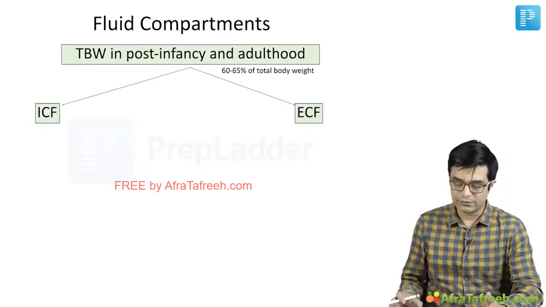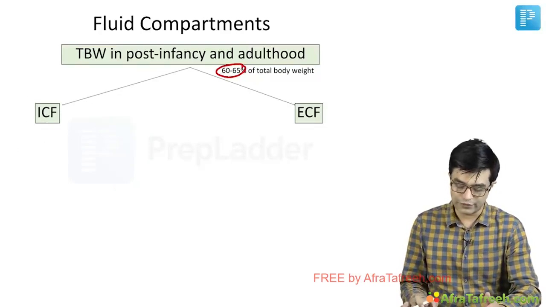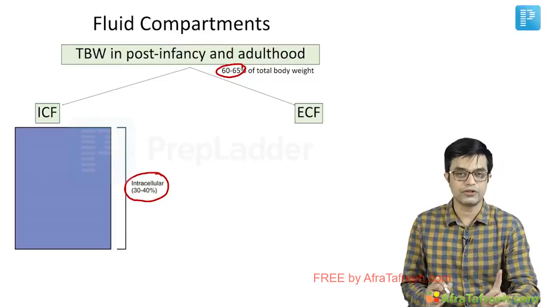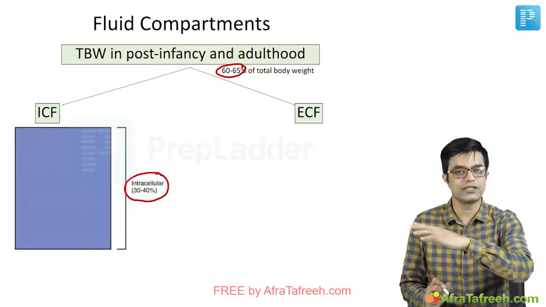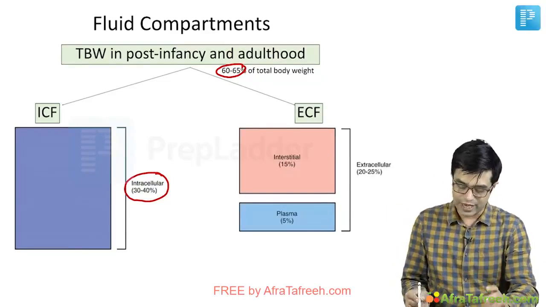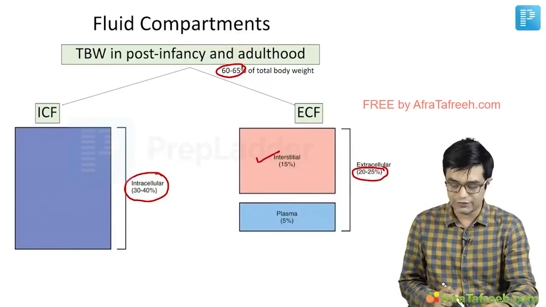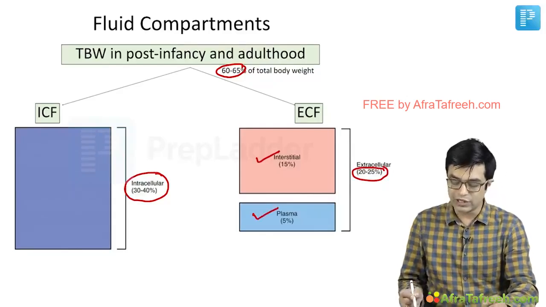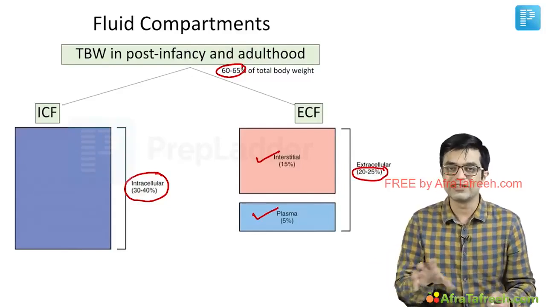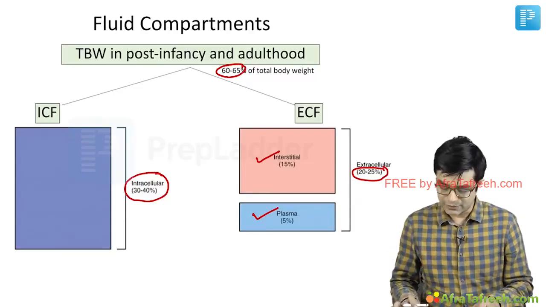So coming back to the fluid compartments. If total body water is 60 to 65% of the total body weight, ICF or intracellular fluid is about 30 to 40%. So post infancy, that is 1 year age onwards till adulthood, the percentage remains the same. ECF, as for the two parts, is about 20 to 25%. There is interstitial fluid which is 15% and plasma fluid is only 5%. So actually blood contribution is the least among the total body water content if you look at these various segments. So these are the fluid compartments that you need to know.